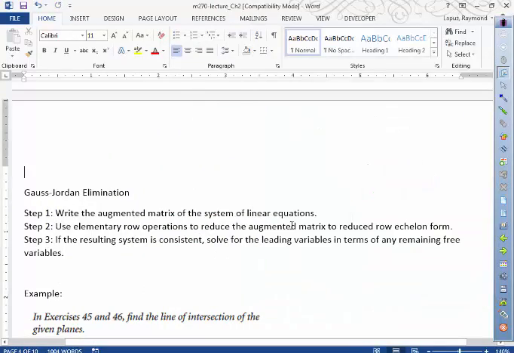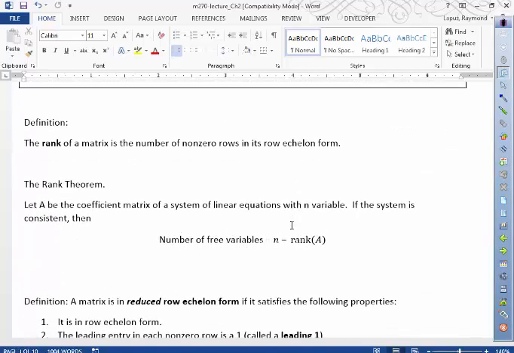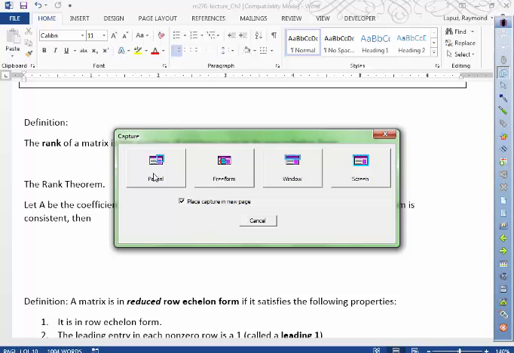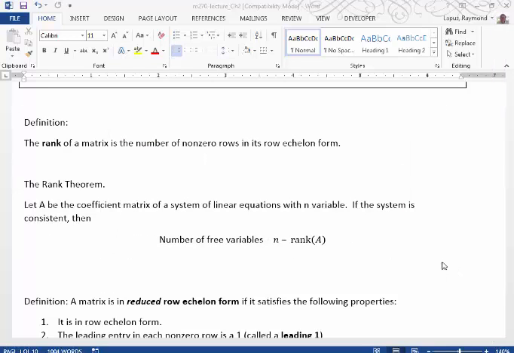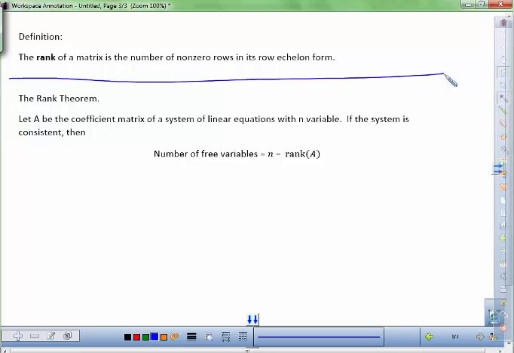Oh, let's actually talk about rank now, which is an important concept that we'll come back to over and over again. So the first one is a definition, the second one's a theorem. The definition of rank of a matrix is based on doing a row echelon form reduction. The rank of a matrix is the number of non-zero rows in a row echelon form.